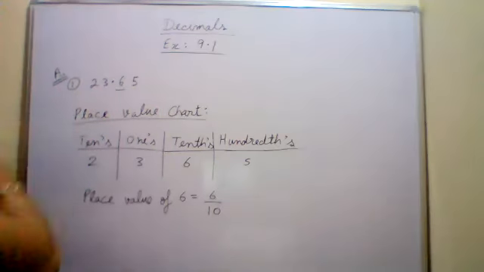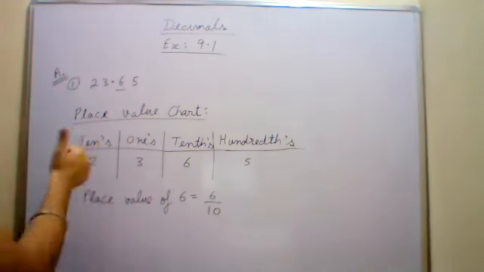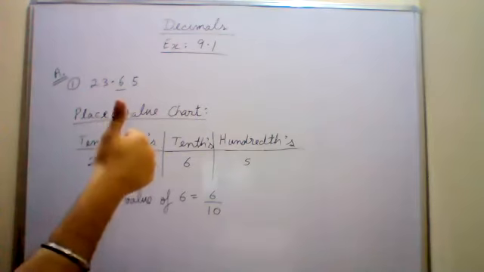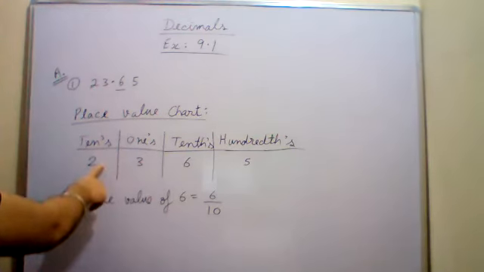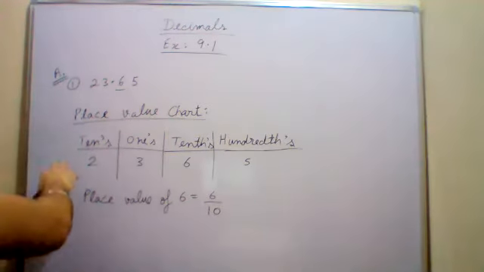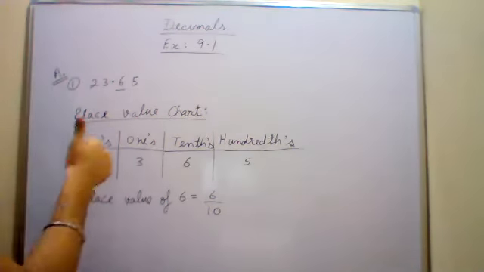What is the place value of 2? Sir, 2 multiplied by 10. Very good. 2 multiplied by 10. Excellent. 2 is at the tens place and it is before the decimal, so you don't have to divide, you have to multiply. So 2 into 10, correct answer.